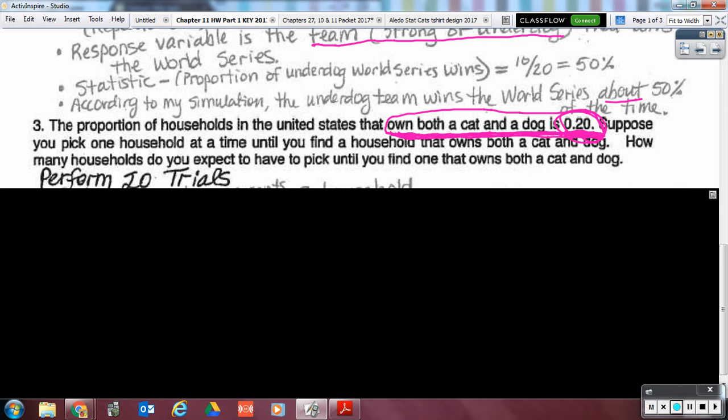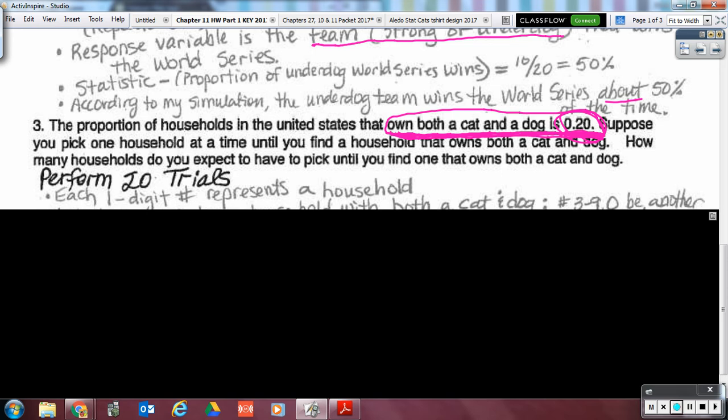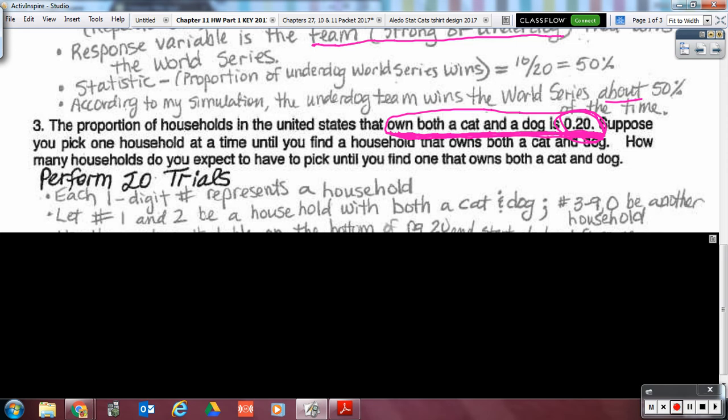Because I'm representing 20% in digits, what kind of digits do I need to use? 1-digit numbers are fine. Now you could do 2, but it's easier with 1. So let a 1-digit number represent a household. I say let numbers 1 and 2 be a household with a cat and dog. Some other people did 0 and 1. You could use 6 and 7. You could use 9 and 0. Pick 2 digits to represent a household with a cat and dog, and the others do not have that.